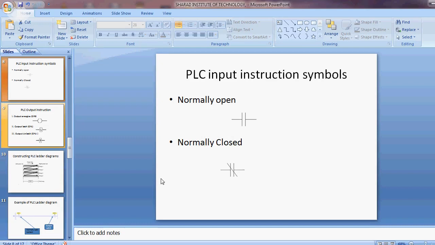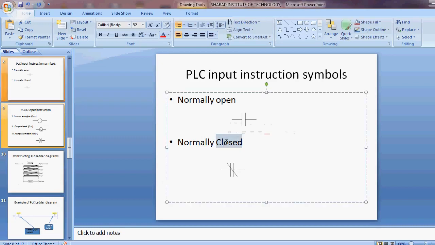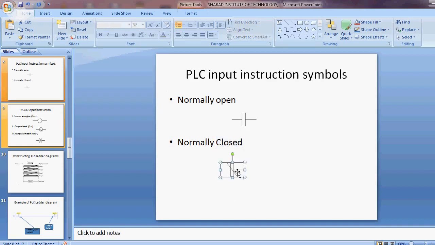Then next we move to the normally closed symbol. This is also an input instruction. When this symbol activates, the output will be off. Or you can say in digital format, if you put the value 0, the output will be on, and if you put the value 1, then the output will be off. So this is the condition regarding the PLC input.